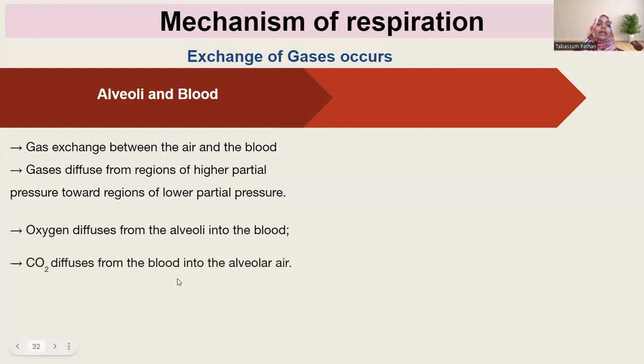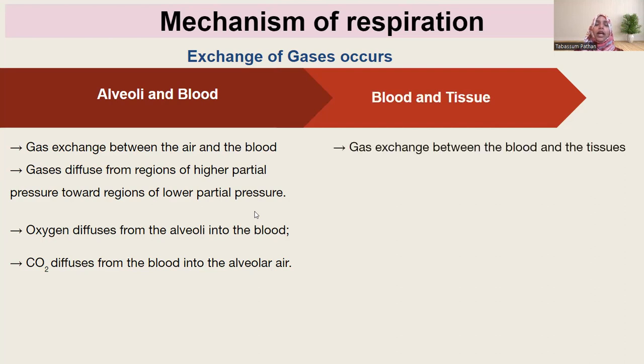Carbon dioxide goes from the blood into the alveoli because the blood has collected waste material, a larger amount of carbon dioxide, from different parts of the body, and now brings it back towards the alveoli. So naturally the carbon dioxide will diffuse from the blood to the alveoli. What happens from blood to tissue? So this is at the alveoli and blood.